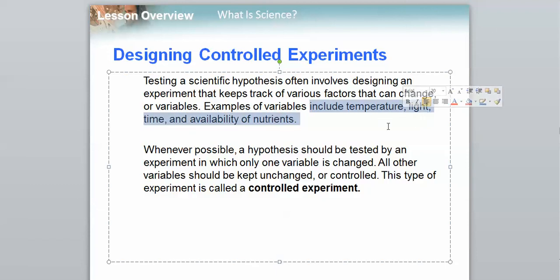So we can't change temperature if we're changing light. So if we want to test light, we expose one salt marsh to light for 12 hours. We expose the other one to light for only 3 hours. We leave everything else exactly the same. And when we leave all those other variables unchanged, we keep them what is called controlled. So this is called a controlled experiment. A controlled experiment is an experiment in which only one variable is changed. That is a huge, huge thing here in biology and in science in general.